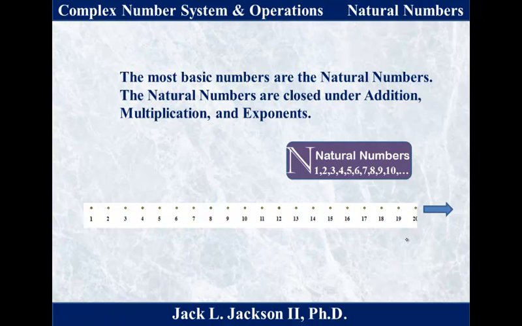Okay, so we start building up our number system. The most basic numbers are called natural numbers. The natural numbers are closed under addition, multiplication, and exponents. And they can be represented as dots along a straight line. These dots go forever to the right, but not forever to the left, and there are definitely some empty spaces between these.